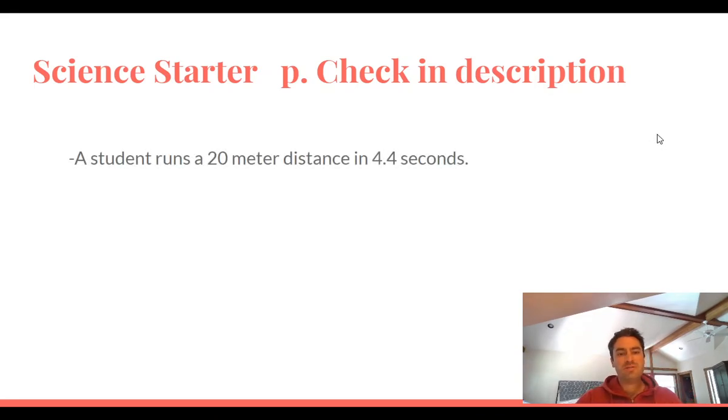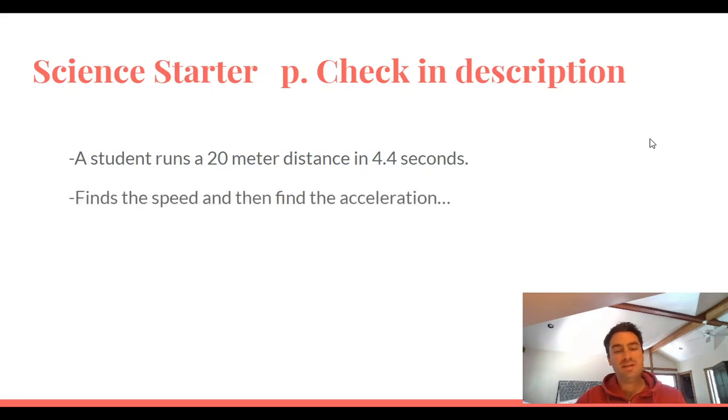So a student runs a 20-meter distance in 4.4 seconds. You guys need to be able to find the speed and also use that speed to calculate acceleration. You still need to know how to do acceleration in order to be successful in the class. We're going to use it as we continue and work on Newton's three laws.